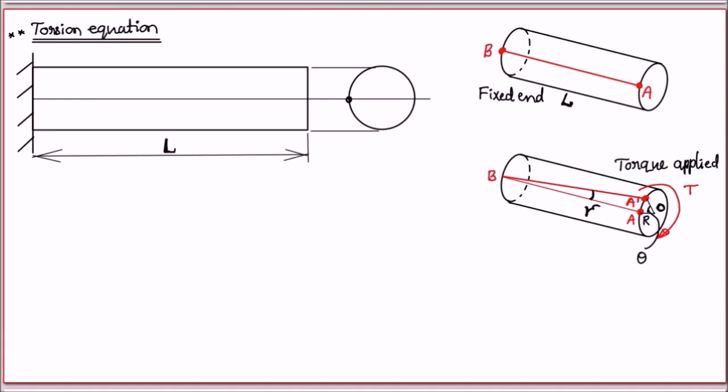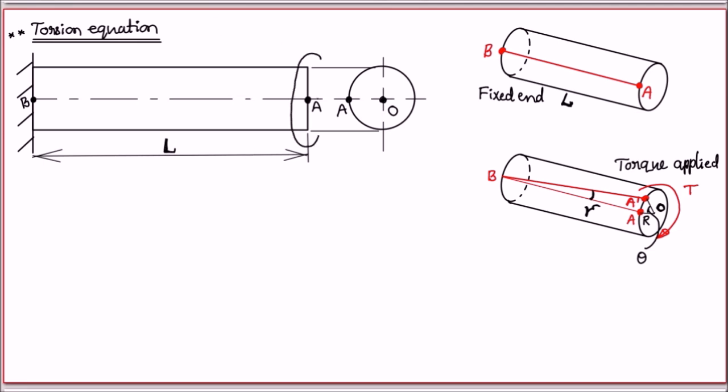Let us consider the point A here and point A here. This is the front view of A, this is the side view of A. And when I draw the center for this section, I can call the point O also here. I'll call this as point B. A and B are on the circumference of the shaft.